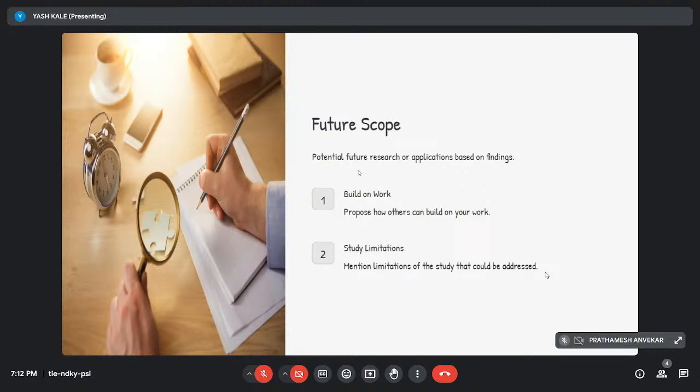So you can mention if there are any limitations in your study that could be addressed in the future, or you can mention any new questions that your research or work raises. So this is what you can mention in the future scope.